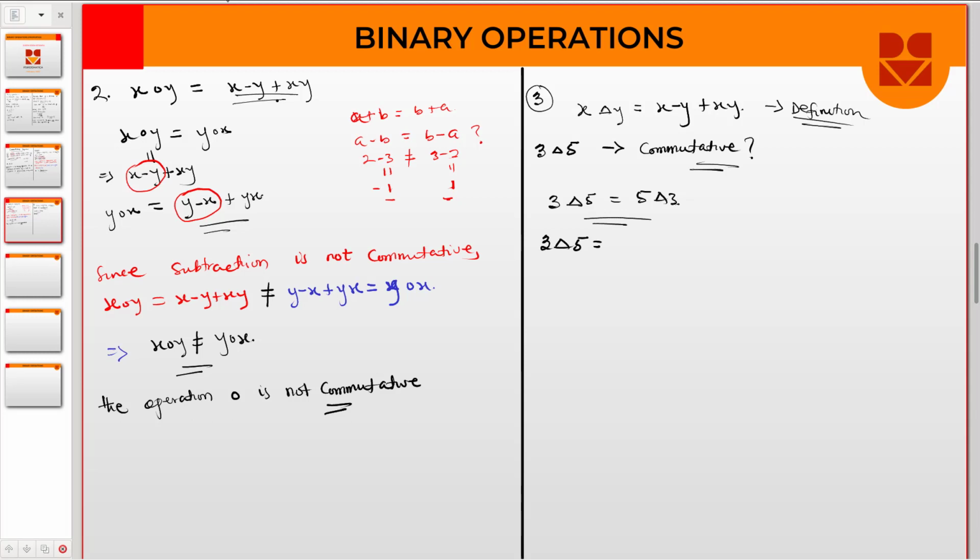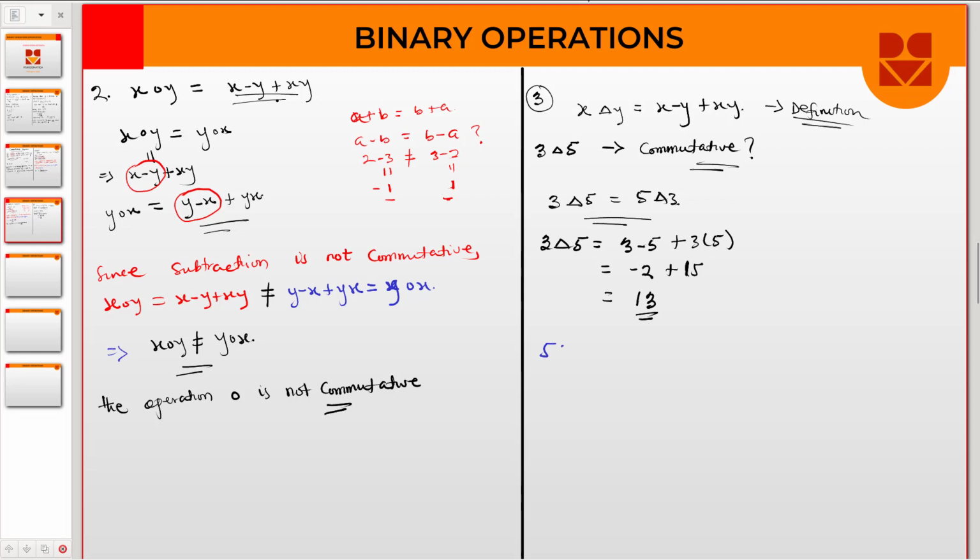3 operation 5 will be given as 3 minus 5, plus 3 times 5. Here we have -2, plus 3 times 5, which is 15. So -2 plus 15 is 13. That's our first one. Then let's see our second one.